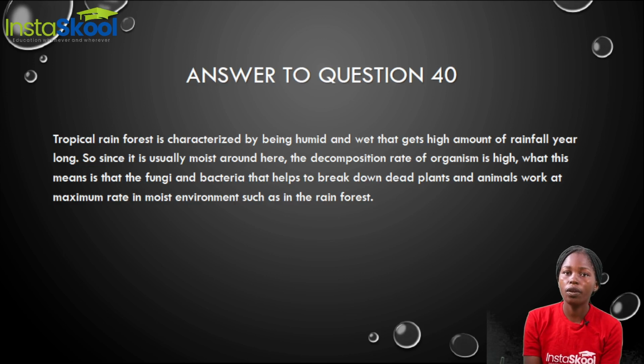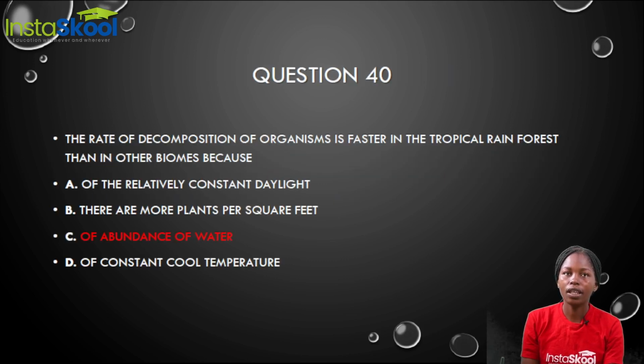The tropical rainforest is characterized by being humid and wet, and this is because it gets enough amounts of rainfall all year long. So when we take a look at our options, option C describes our answer. Abundance of water in the tropical rainforest is responsible for the rate of decomposition of organisms being faster in that biome.